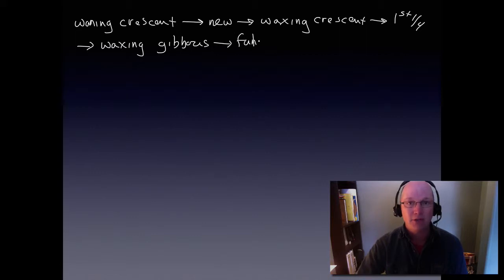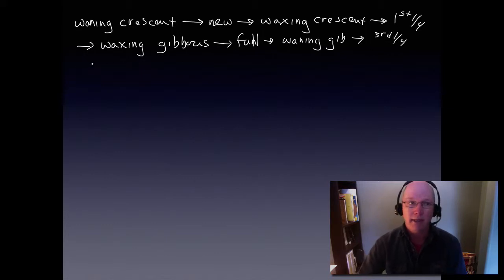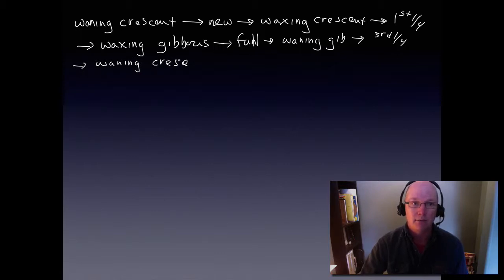And so that's the first half of the cycle, and then it just repeats itself, except now it goes waning. So then we go to the waning gibbous, we go to the third quarter, and then we go to the waning crescent. And then we go back to new. So this is our full cycle.